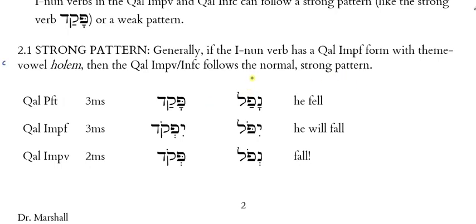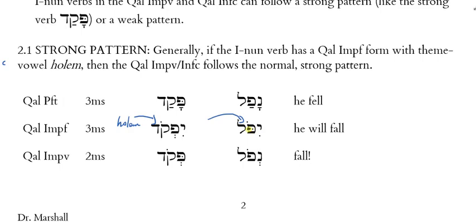Let's just remind ourselves what the strong verb's imperfect pattern is. Look at pakad. That's the Qal perfect 3ms, he appointed. The Qal imperfect has what theme vowel? A holem. Okay? The normal theme vowel for Qal active verbs is holem, yifqod. And nafal is the verb he fell in the Qal. In the imperfect, it's yippol. We've already seen that. Yinpol becomes yippol, he will fall. But notice, what's my theme vowel here? My theme vowel is holem, and that's normal.